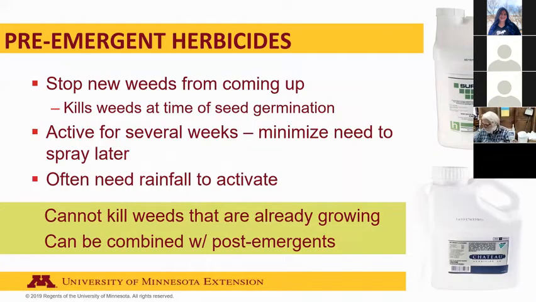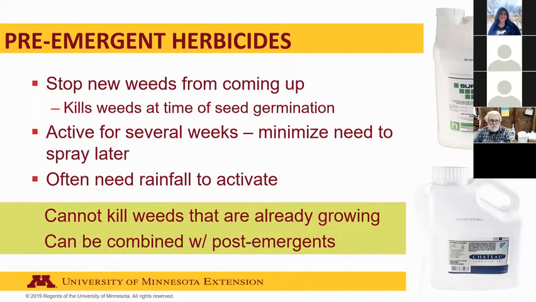All right, so the next type I wanted to talk about are pre-emergent herbicides. So these are the type that stop weeds from coming up. It kills weeds at the time of seed germination. These are typically active in the soil for several weeks, and that is great because it minimizes the need to spray later.